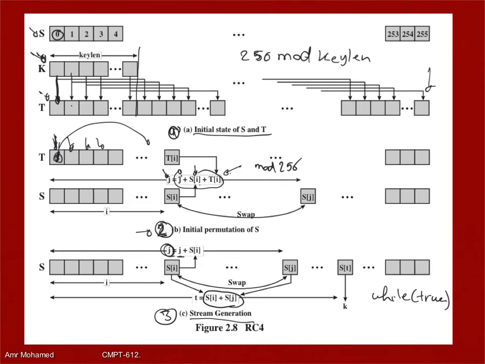So the first permutation depends highly on the key. The second permutation, now the dependency on the key has been accounted for, and now we generate as many bytes as we want using this second step, which is stream generation. Is that clear?